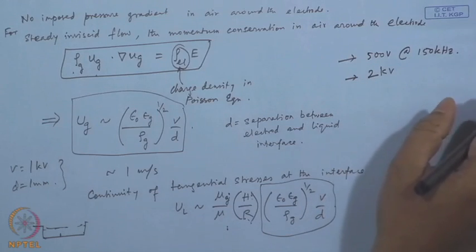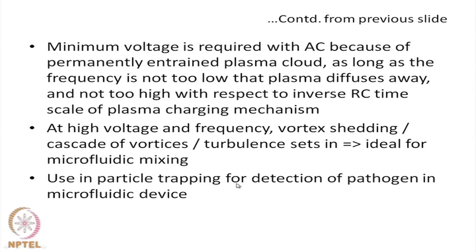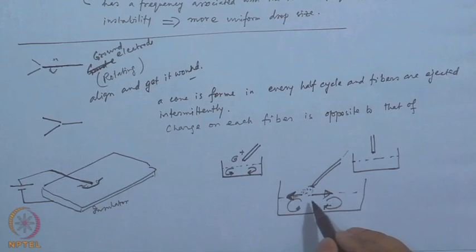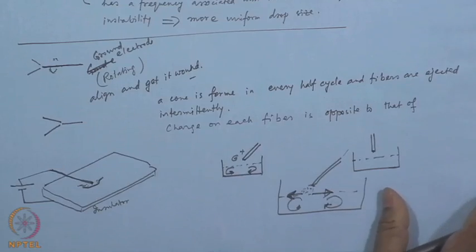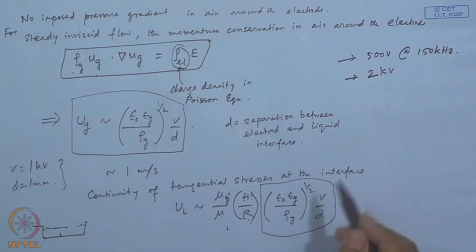One aspect of it which we would like to emphasize here is the use in particle trapping. One big application of this mechanism is of course the microfluidic mixing at high voltage and frequency. We talked about the formation of a vortex, and then at high voltage and frequency there would be vortex shedding, cascade of vortices, and the turbulence sets in, which is ideal for microfluidic mixing, that we have already discussed.